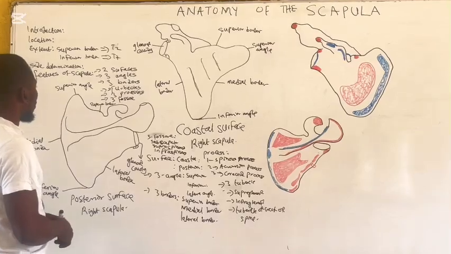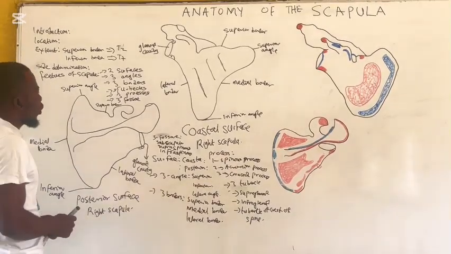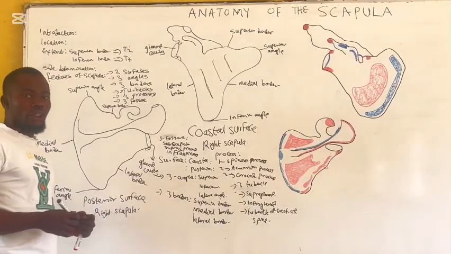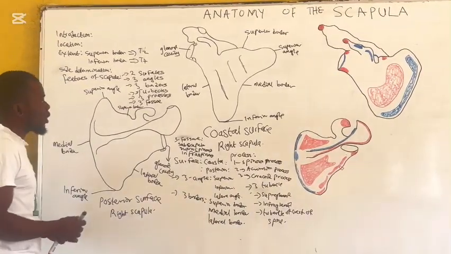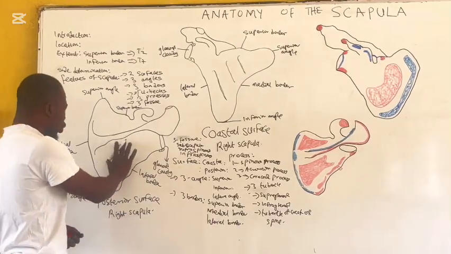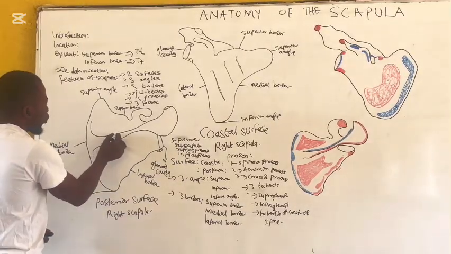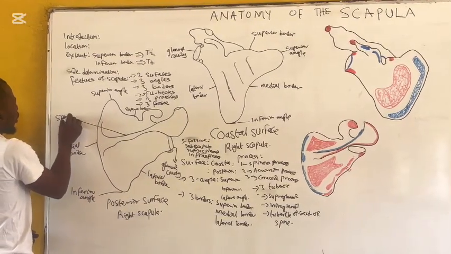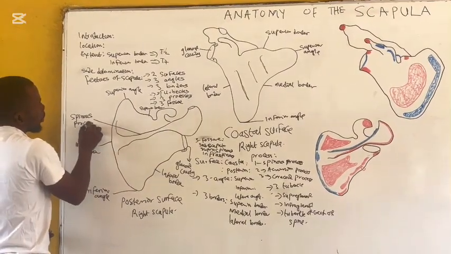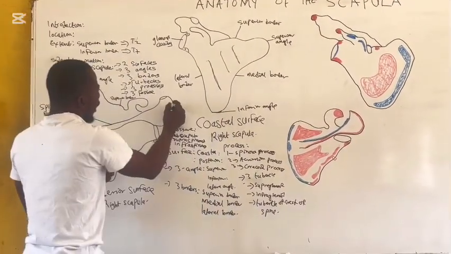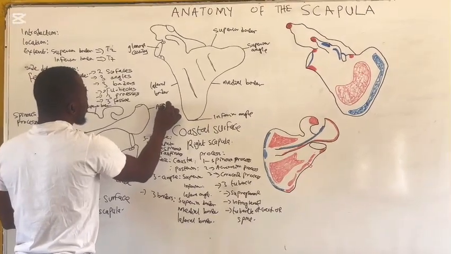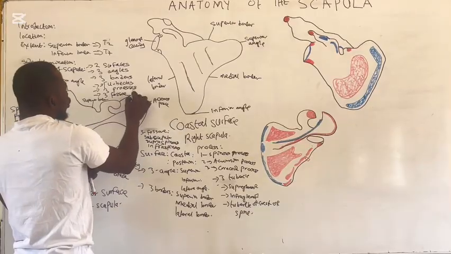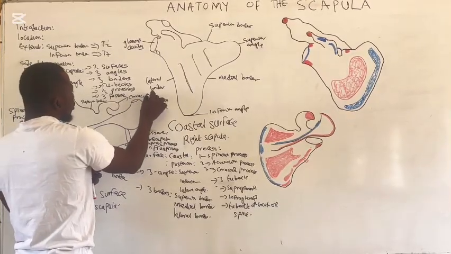The next is the processes of the scapula. We say the scapula has three processes: the spinous process, acromion process, and the coracoid process. The spinous process is located at the posterior surface of the scapula. So here, this structure is the spinous process. This is our acromion process, and this finger-like curved structure is the coracoid process.